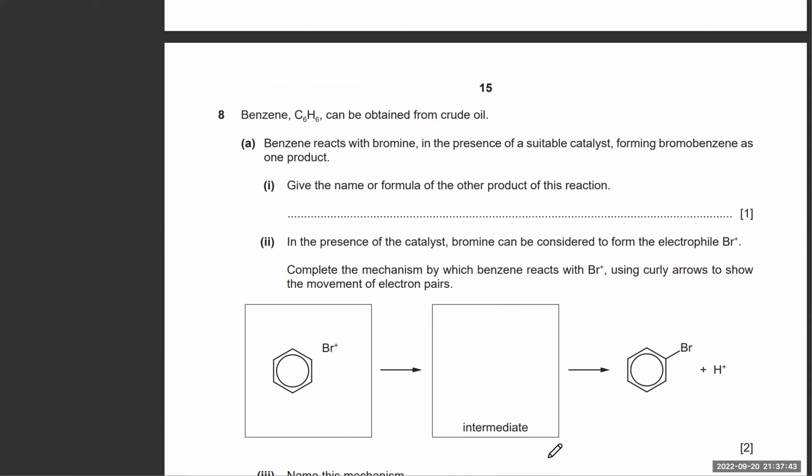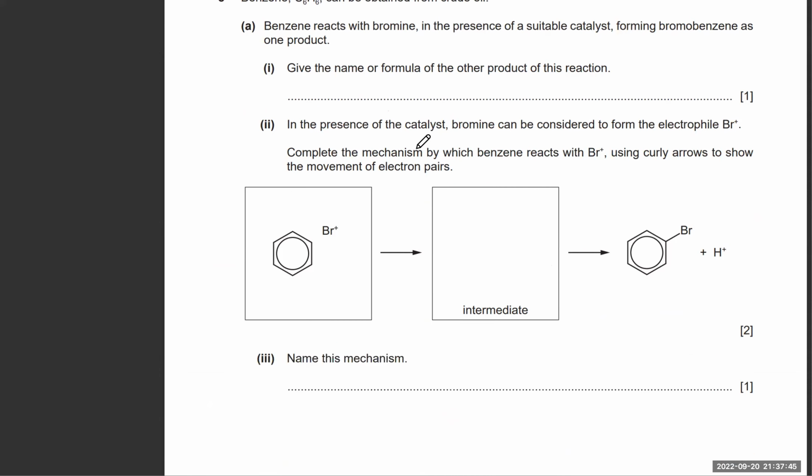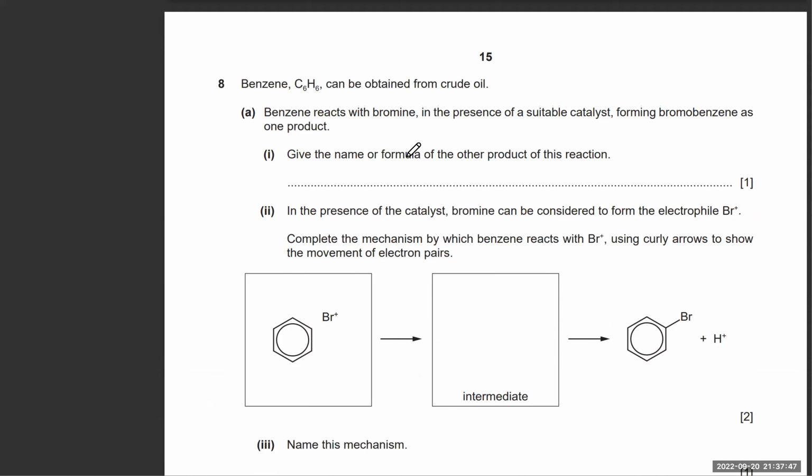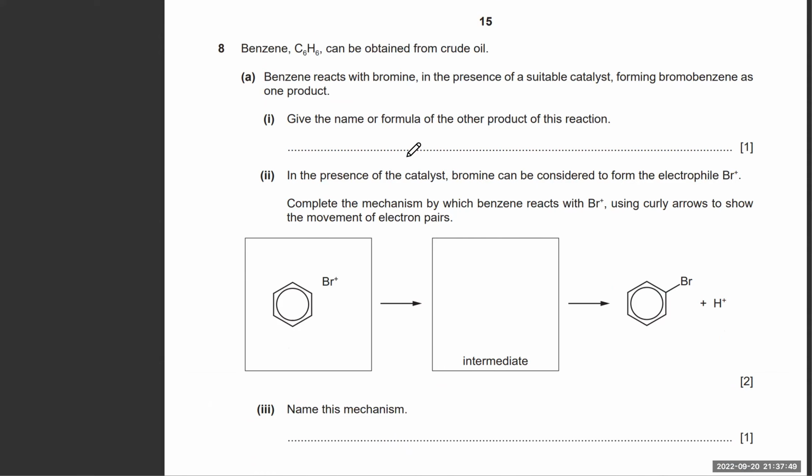Anyways, the next one is the same. So remember, organic chemistry is kind of pretty repetitive. Benzene reacts with bromine in the presence of a suitable catalyst forming bromobenzene. Give the name or formula of the other product of this reaction. That's HBr. When you have benzene reacting with bromine, the other product is going to be HBr.